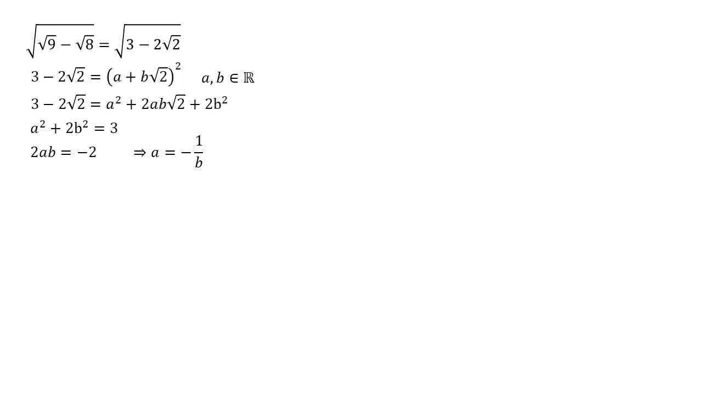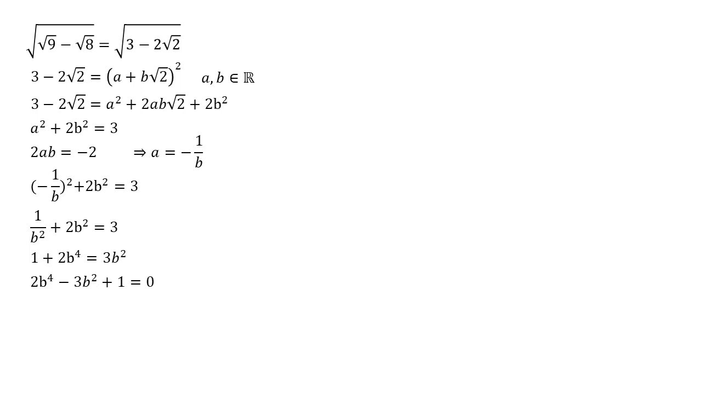I'm now going to rearrange that second equation just to get it in terms of a. So dividing by 2, dividing by b, means that a is equal to minus 1 over b, which we can then substitute back into the first one to give us minus 1 over b all squared plus 2b squared is equal to 3. Well, squaring that first fraction would make it 1 over b squared. Now if I multiply this whole thing through by b squared, we're going to get 1 plus 2b to the power of 4 equals 3b squared. So I've done that just to get rid of that fraction.